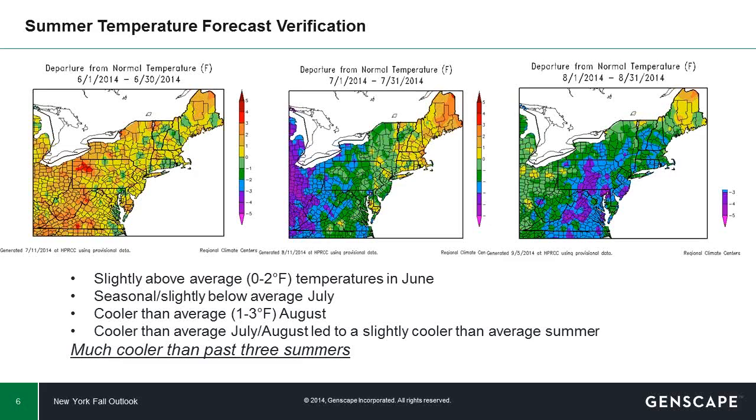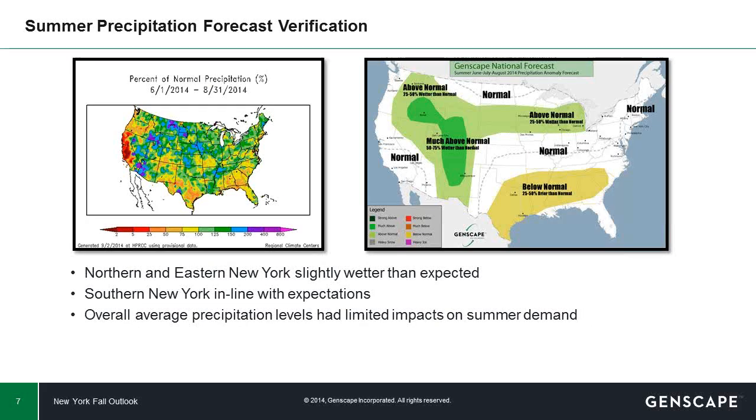And precipitation, we can see the northern and eastern tips of New York got more rain than expected, but the majority of the state was as expected, average. So there's nothing rain-wise that impacted demand or prices.